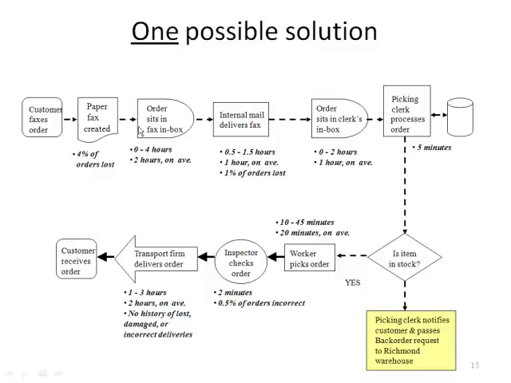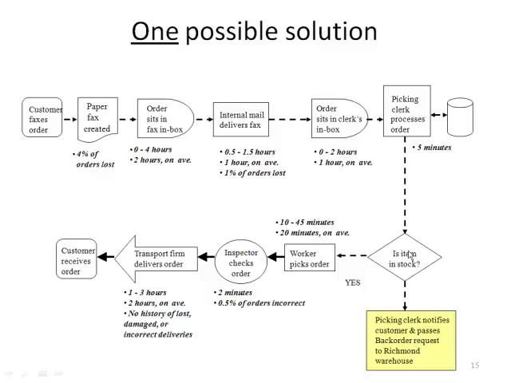The customer faxes the order, the paper fax is created, but we know that 4% of those orders are lost. The order then sits in the fax inbox from anywhere from 0 to 4 hours, but 2 hours on average. Then internal mail delivers the fax, and that can take anywhere from half an hour to 1.5 hours, but it's 1 hour on average, and we lose 1% of the orders that get to this step. We have another delay in the system where the order sits in the clerk's inbox for anywhere from 0 to 2 hours. Finally, the picking clerk processes the order, and what I'm showing here is that they look at their database of information on inventory levels, and they determine that the item is or is not in stock.